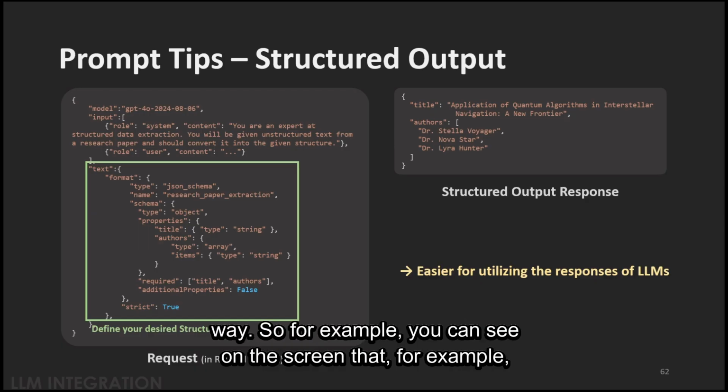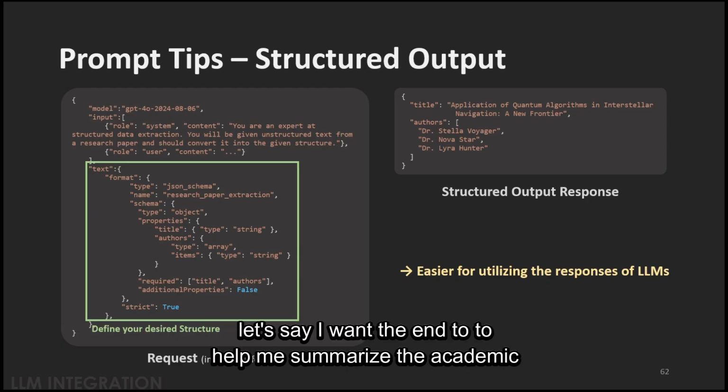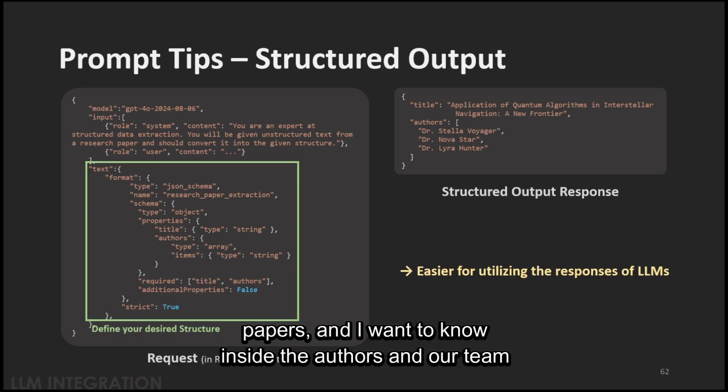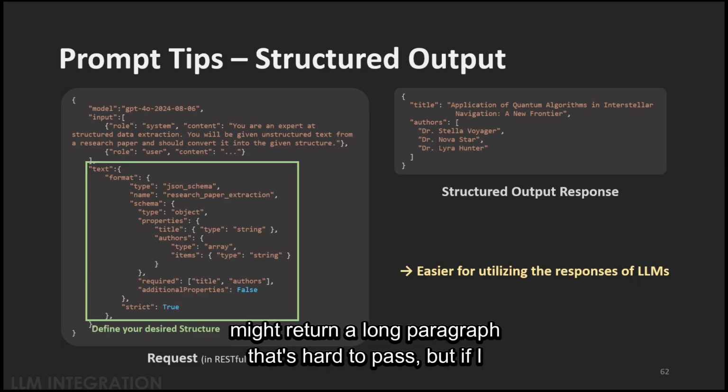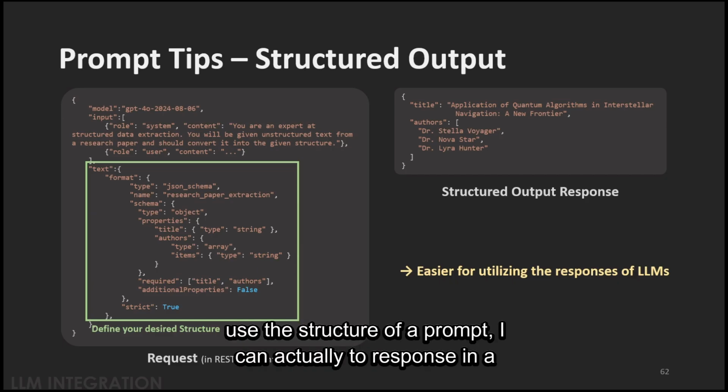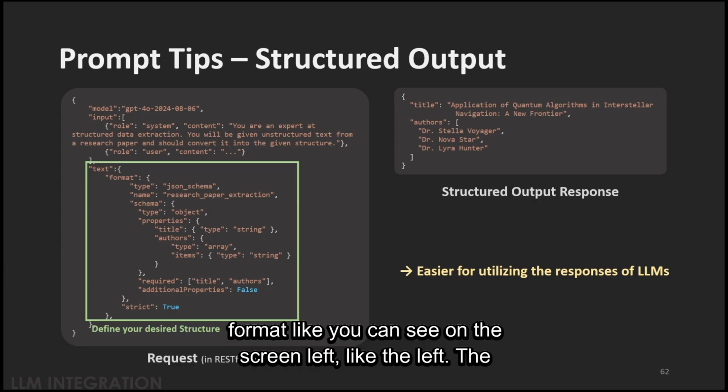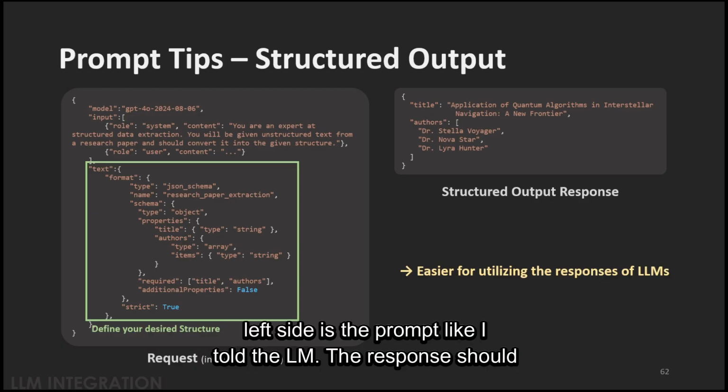So, for example, you can see on the screen that, let's say I want the LLM to help me summarize academic papers, and I want to know things like the authors and other key metadata. If I just ask for this in a casual way, the LLM might return a long paragraph that's hard to parse. But if I use the structured output prompt, I can ask it to respond in a format like, you can see on the screen, the left side is the prompt.